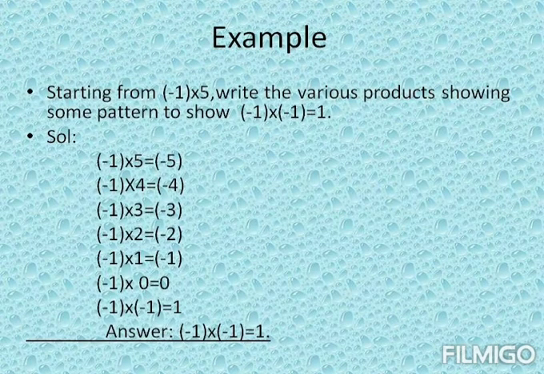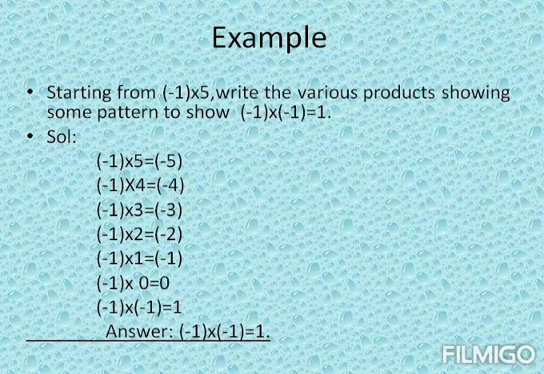Now another example for you in the same method. Starting from minus 1 into 5, write the various products showing some pattern to show minus 1 into minus 1 is equal to plus 1. By applying the integer rule, we can easily find that minus 1 into minus 1 is plus 1. But using the pattern method, we have to derive it like this. See the procedure. We have to start from minus 1 into 5. You have to reduce 1 in each step, and proceed till you reach minus 1.